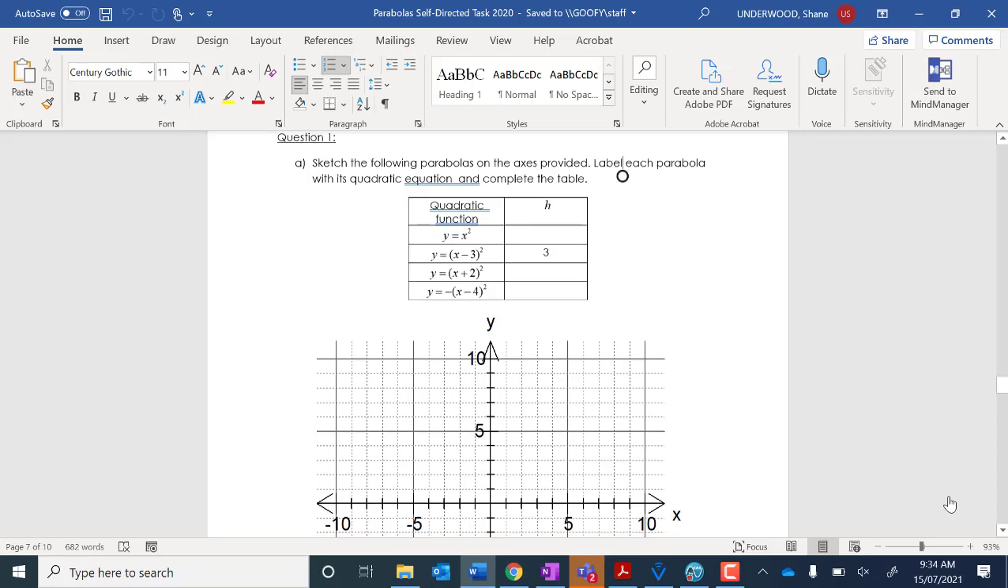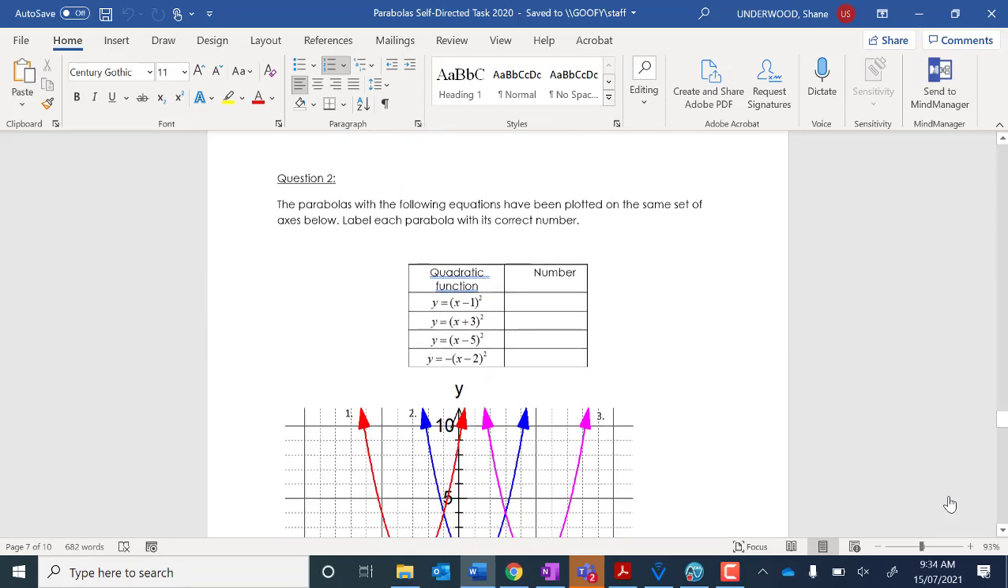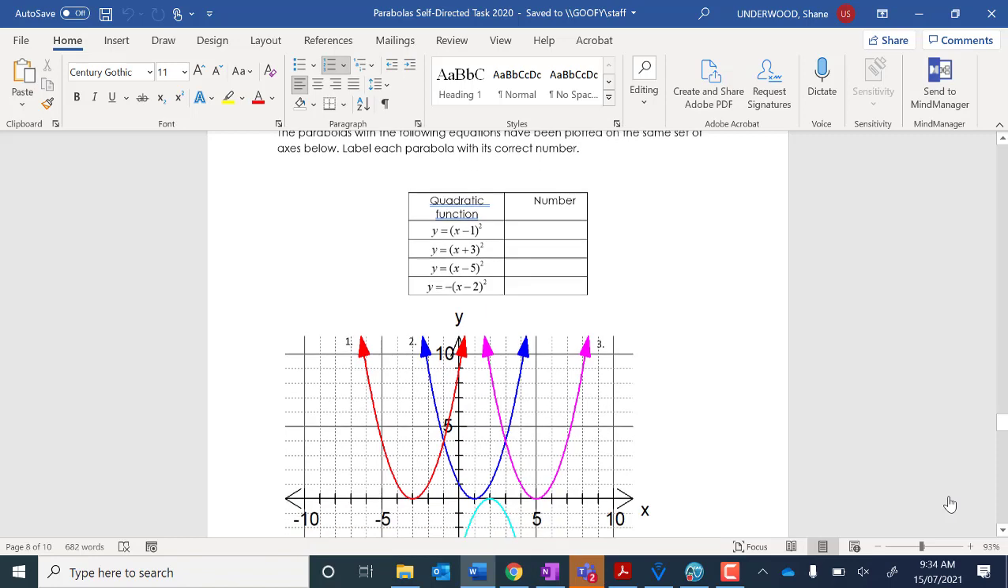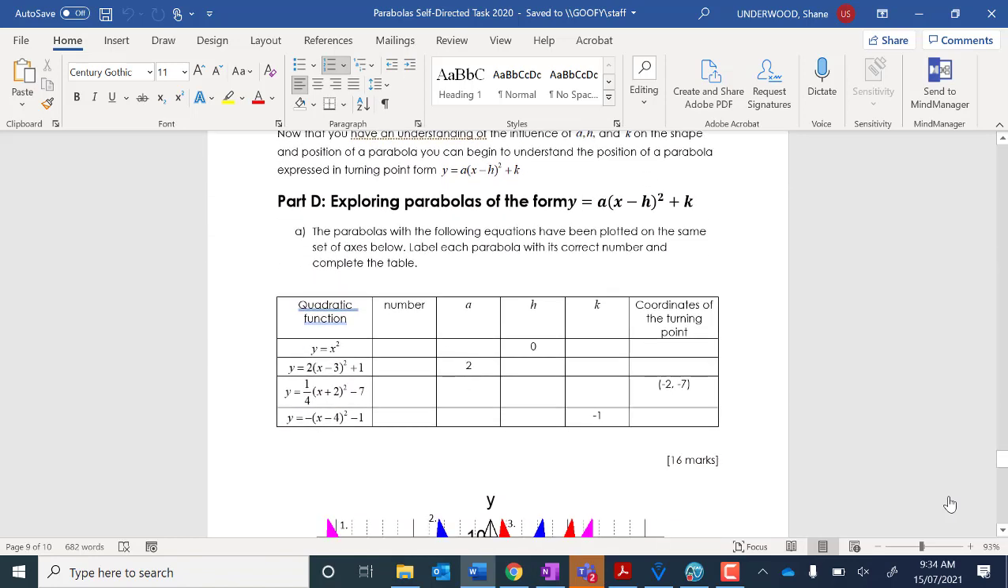So as you can see, filling that out, you can do all of that, and then likewise, we can pick from these which one's which. Okay, so it's obviously sort of repeating itself. And then finally, we bring this all together because turning point form is not just each one of those things in isolation, it's bringing it all together. This is basically what we want you to identify.